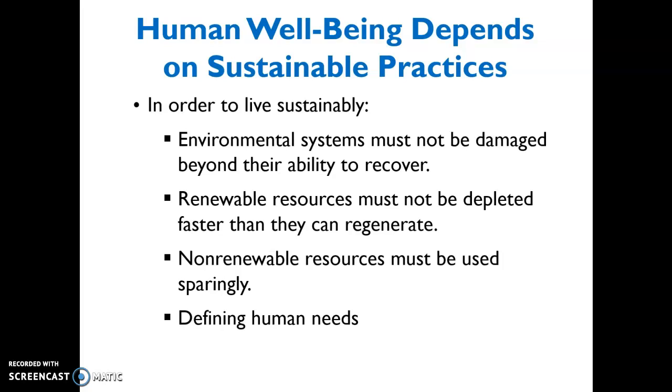Next, non-renewable resources must be used sparingly, and we have to be able to carefully define what our needs are as humans. We don't want to return to the age of burning candles. Obviously, electricity is awesome, but can we define what we really need? Do we really need that Humvee to drive around? Can we meet our human needs by using a resource such as solar panels? So we really have to think carefully about what needs are.